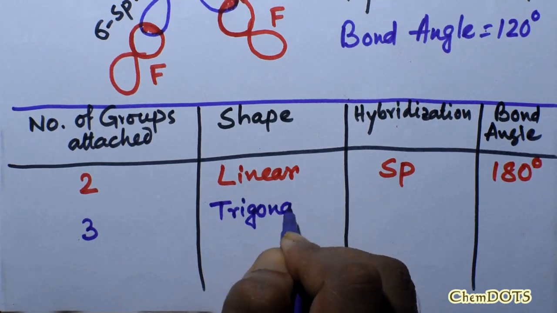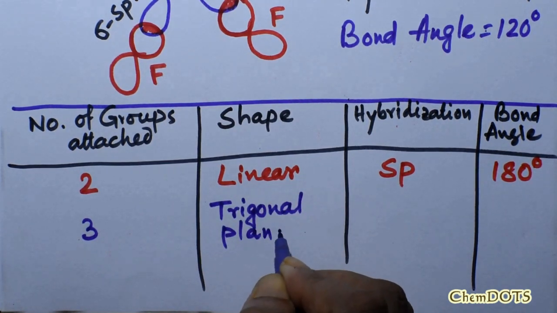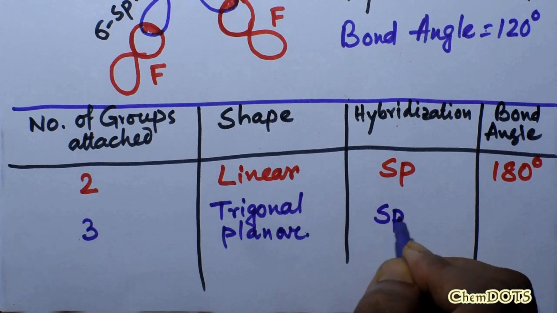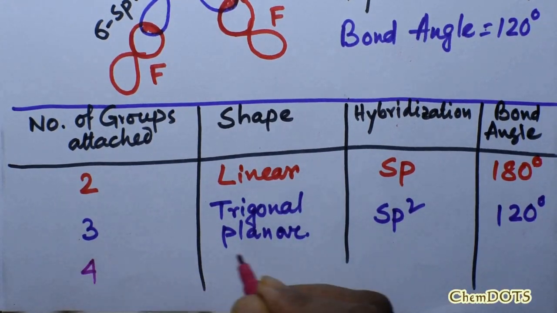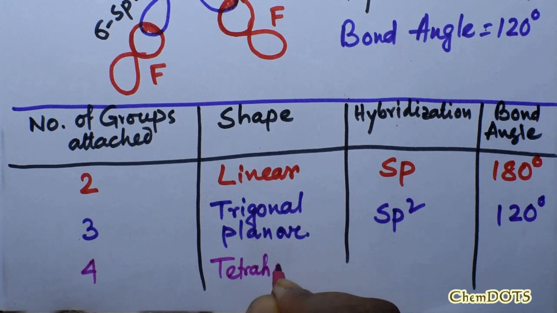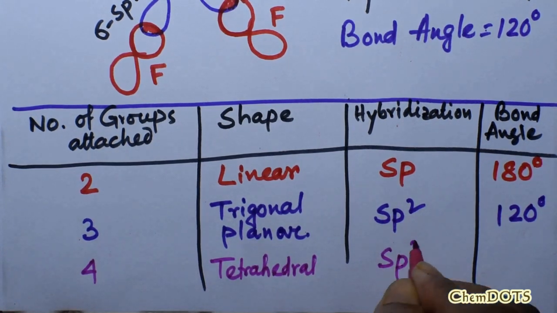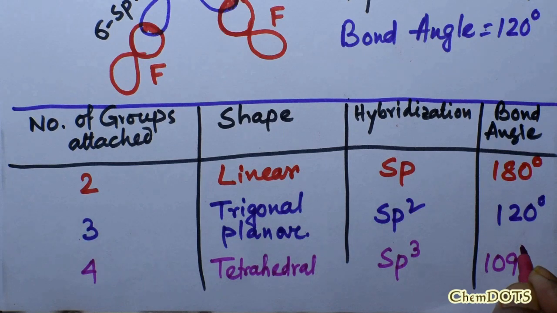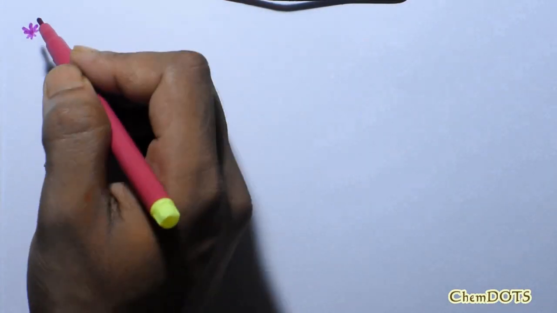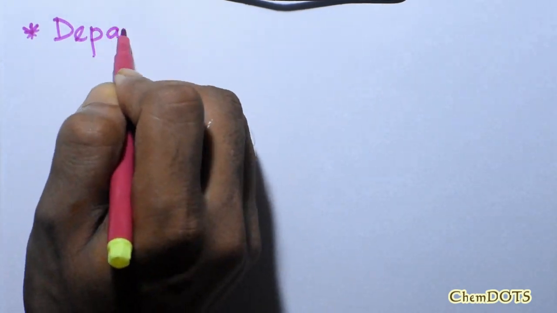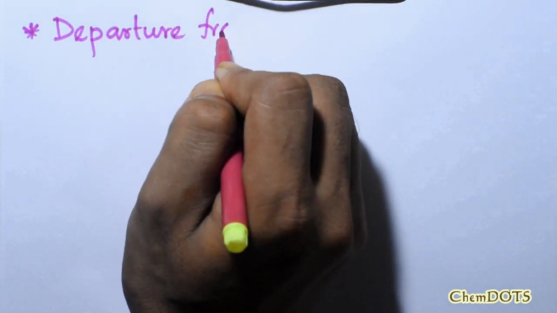If the number of groups attached is 3, the shape will be trigonal planar, the hybridization is sp2 and the bond angle is 120 degrees, like BF3. If the number of groups attached is 4, the shape is tetrahedral, the hybridization is sp3 and the bond angle is 109 degrees 28 minutes. Up to that point we have discussed the ideal cases of hybridization.